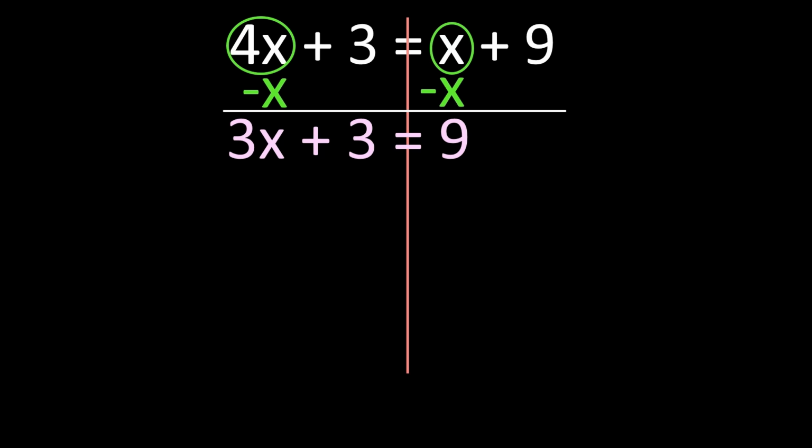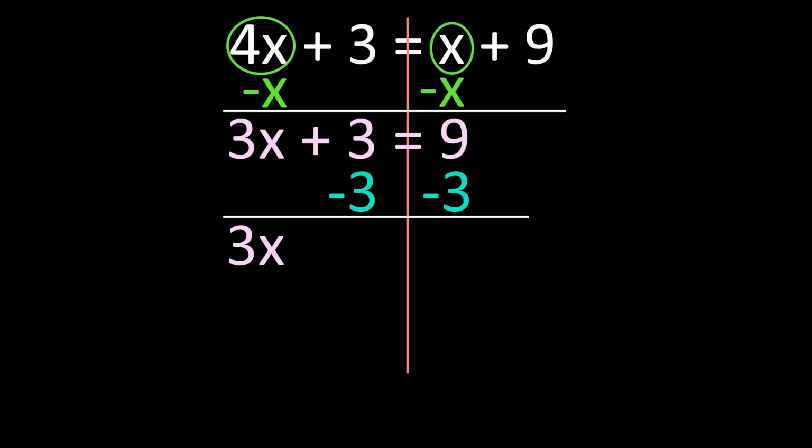I want to get my variable all by itself, isolated on the left-hand side of the equation, which means my next step is going to be to subtract 3. If I subtract 3 from the left, I'm going to need to subtract 3 from the right. Notice I'm doing the inverse operation again. Now on the left-hand side, I have the 3x. I didn't do anything to it. I have 3 minus 3, which is 0, so I don't need to show that anymore. I have just 3x on the left. And on the right, I have 9 minus 3, which is 6.